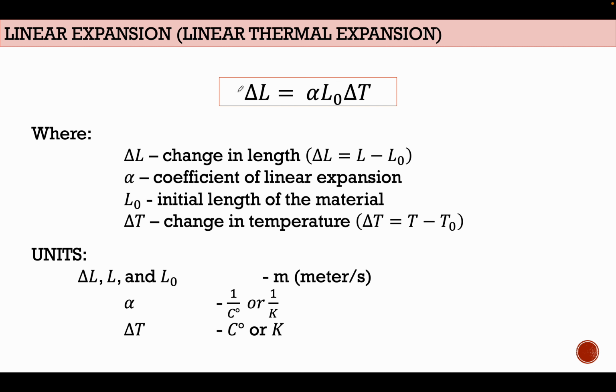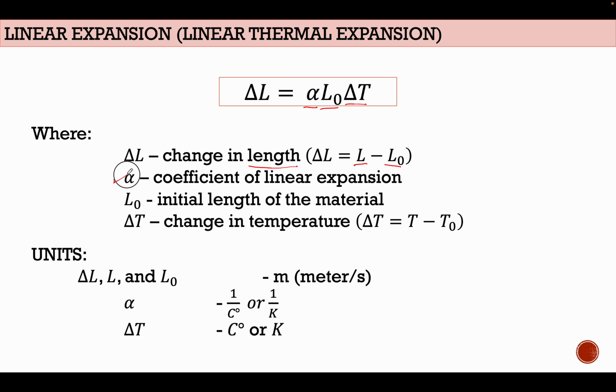So we have here our equation for the linear expansion. We have delta L is equal to alpha times L sub O times delta T. Now, what are these variables? Delta L is the change in the length of the material. So if we want to solve for the change in length, again, when we say change or delta, it is the final length minus the initial length.